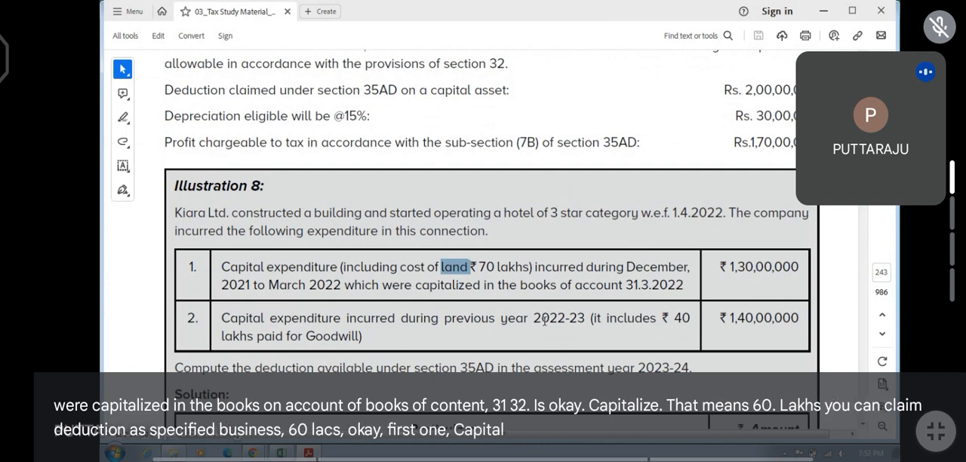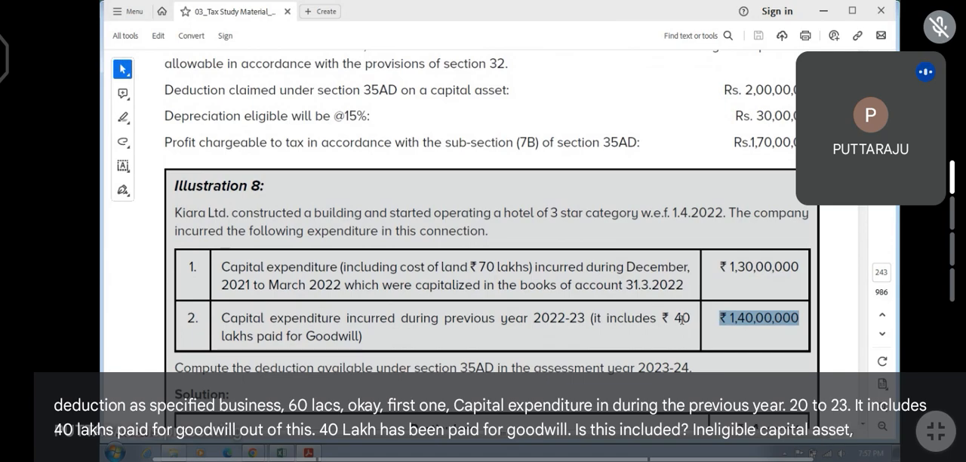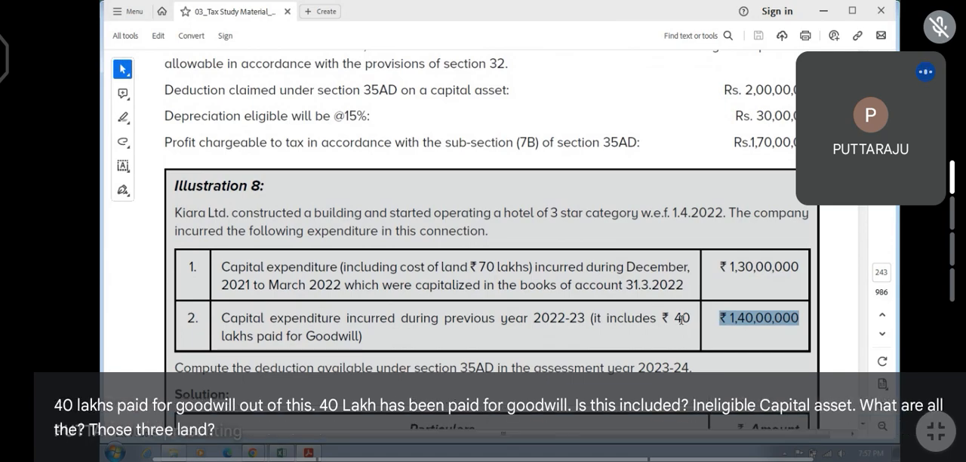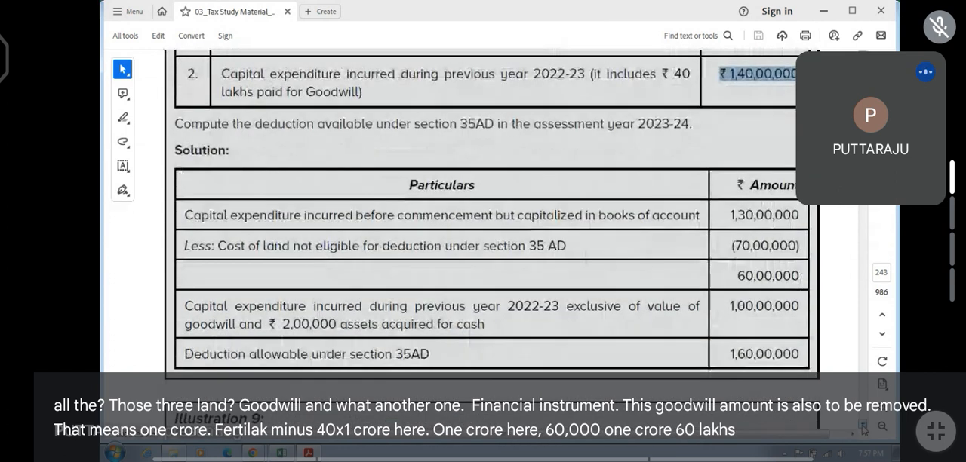Okay, first one. Capital expenditure incurred during the previous year 22-23 includes 40 lakhs paid for goodwill. Is this included? Ineligible capital assets, what are all those three? Land, goodwill, and another one, financial instrument. This goodwill amount is also to be removed. That means 1 crore 40 lakhs minus 40 lakhs, 1 crore. Here 1 crore, here 60 lakhs, 1 crore 60 lakhs will be allowed.